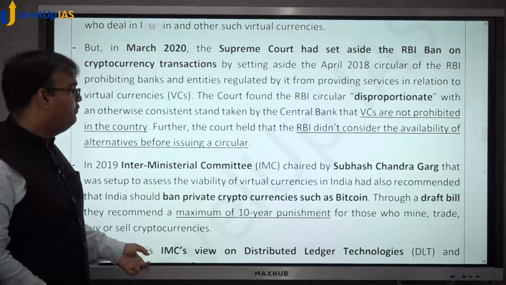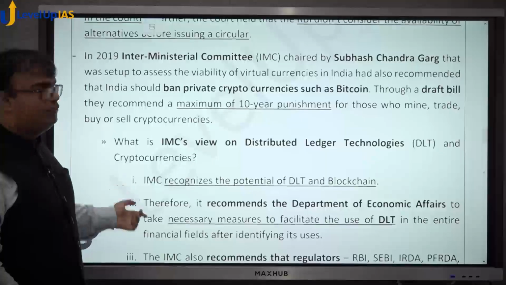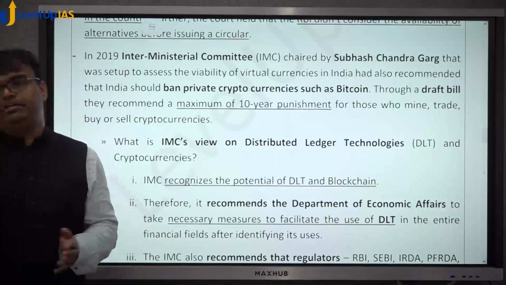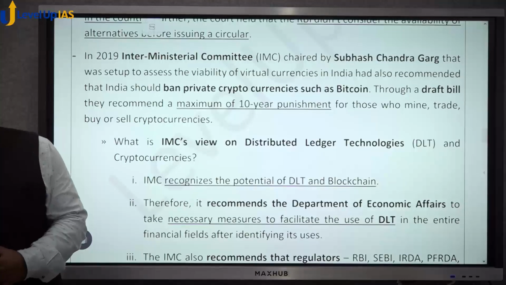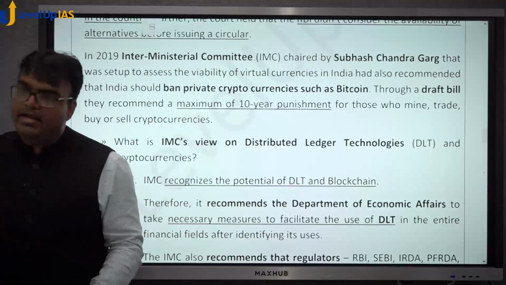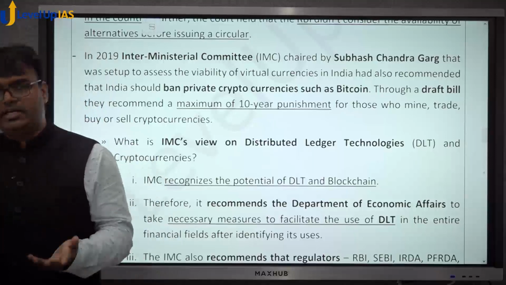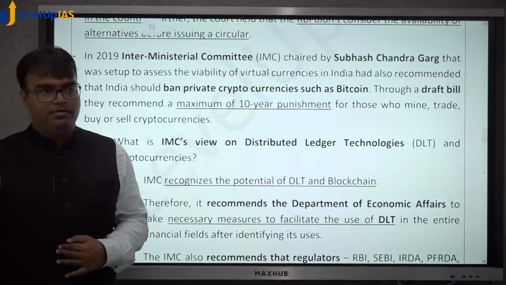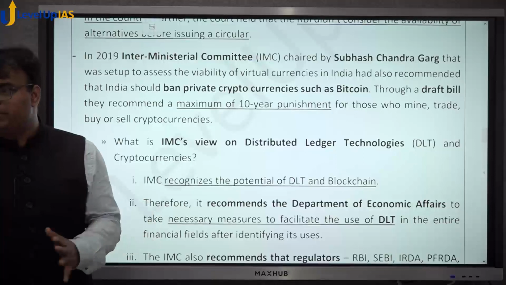That is, it will be coming up with a new law which will be banning all kind of private cryptocurrencies, and it will also be providing a framework for central bank based cryptocurrency, RBI based cryptocurrency. ओके तो ये अभी सिचुएशन है कंट्री में.